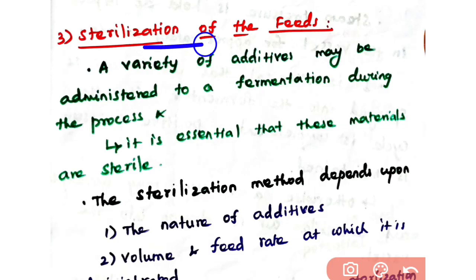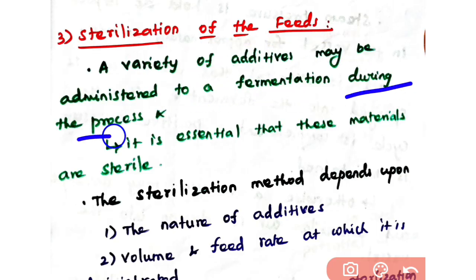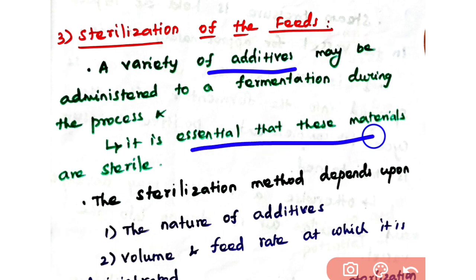Next one is sterilization of the feeds. Okay, so a variety of additives may be administered to a fermentation during the process. Okay, so these additives include nutrients, antifoaming agents, pH regulators, filter aids and clarifying agents to improve your fermentation process. Okay, so it is essential that these materials should be in sterile condition.